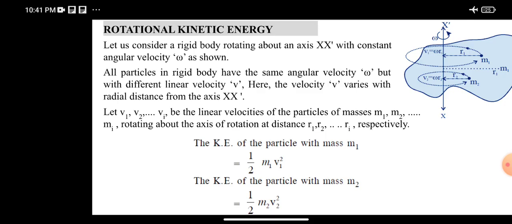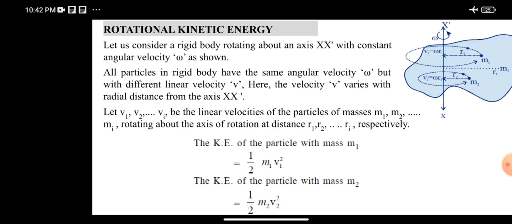So now we are considering one rigid body. The rigid body is rotating with respect to an axis x dash. If it is in rotational motion, it has angular velocity, which is represented by the symbol omega, and all the particles in the rigid body have the same angular velocity omega but different linear velocity v. Each system has not only one particle, there are many particles. So we consider the linear velocity of the particles v1, v2 up to vi, the masses of the particles m1, m2 up to mi, and the distances from the axis of rotation r1, r2 up to ri.